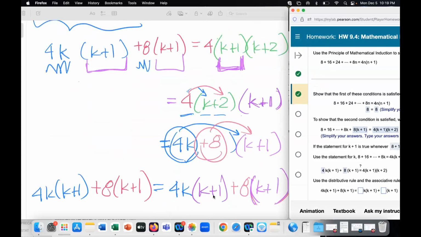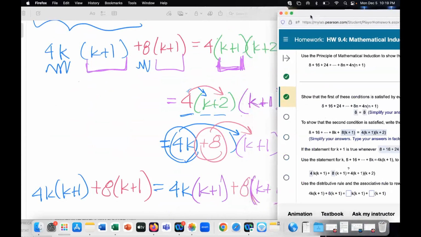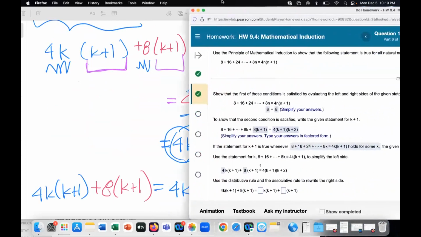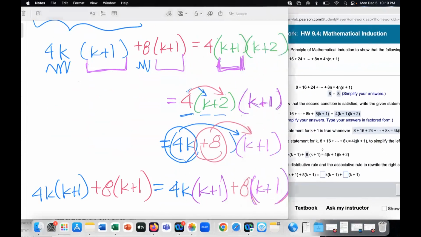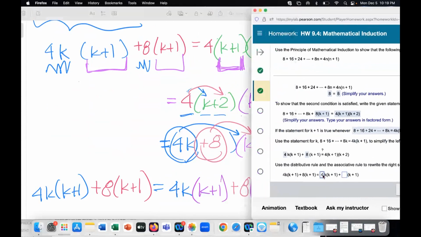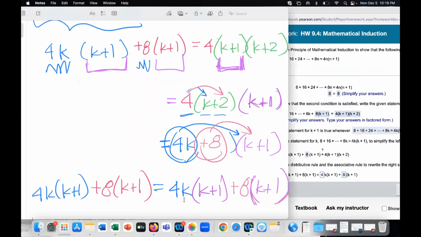Because at this point, if our left-hand side matches our right-hand side, then we can say that it's true for both conditions. So what they're going to have you do here is fill in and pay attention, because I wasn't paying close attention. What you end up getting is this 4K here, and you're going to get that 8K there. Okay? You're going to get the 8K there.